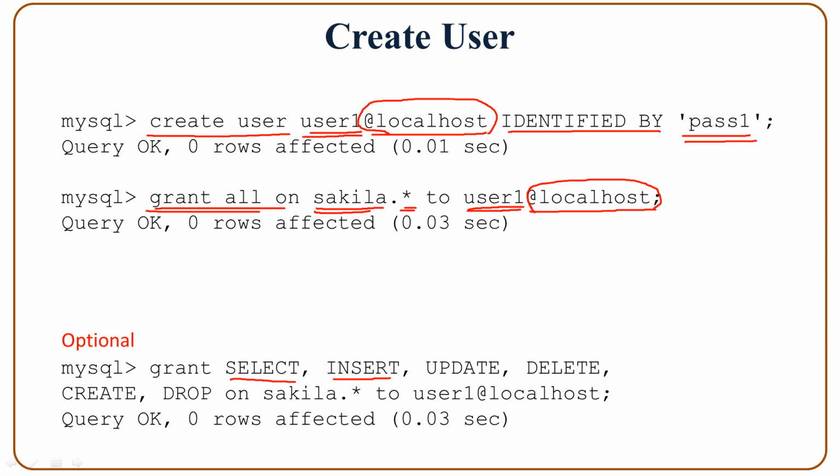So like select, right? Select is the privilege to select data, then the privilege to insert data, update, and delete data, and create table, drop table, and the privileges on what? On this database, on circular database with all the tables, and you grant to user1 at localhost.